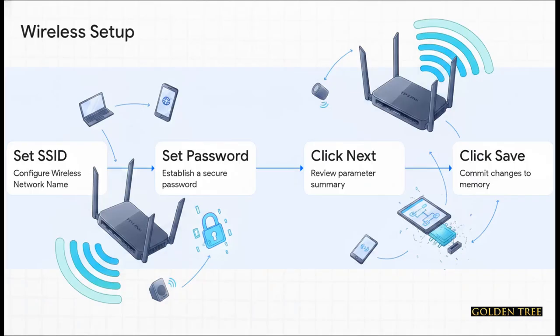With the internet connection established, proceed to the local wireless setup. Enter your desired wireless network name, or SSID, and create a secure password to protect local access. Click Next to review your settings, hit Save, and then reconnect your wireless devices using these new credentials.